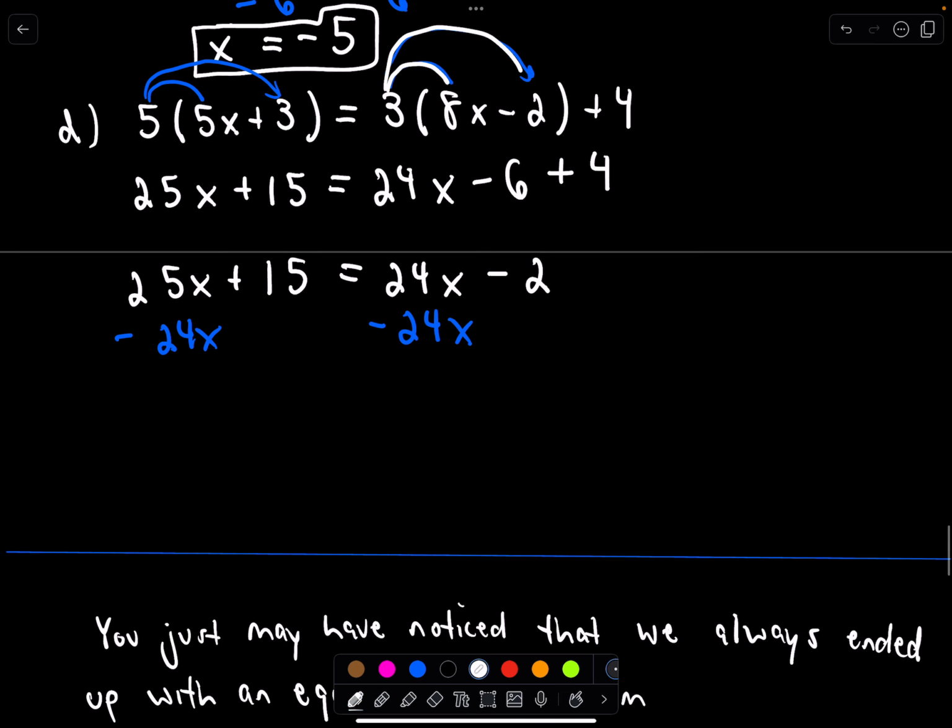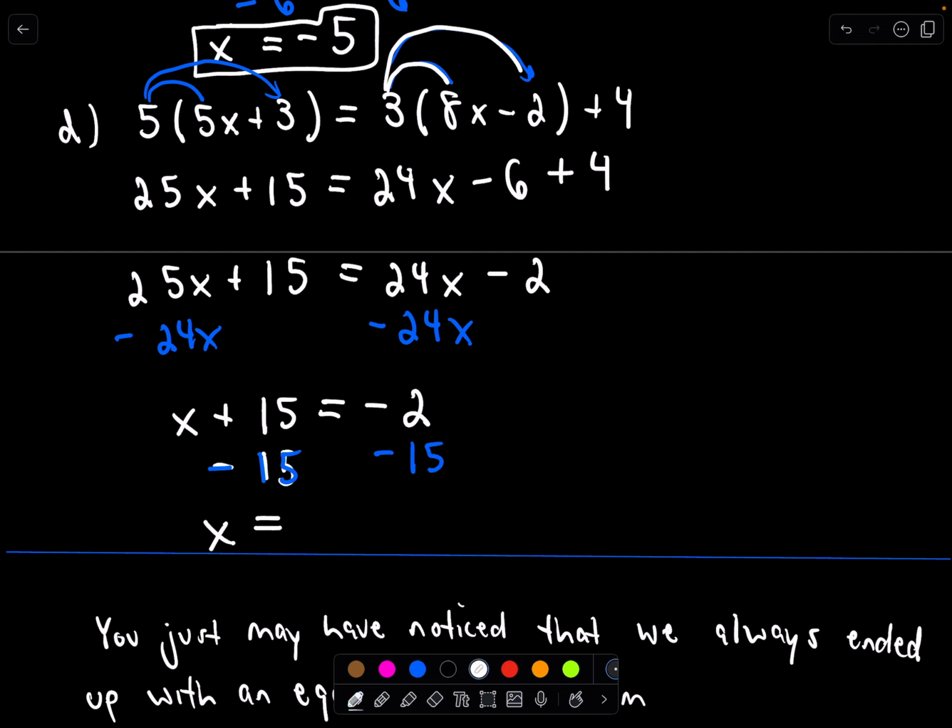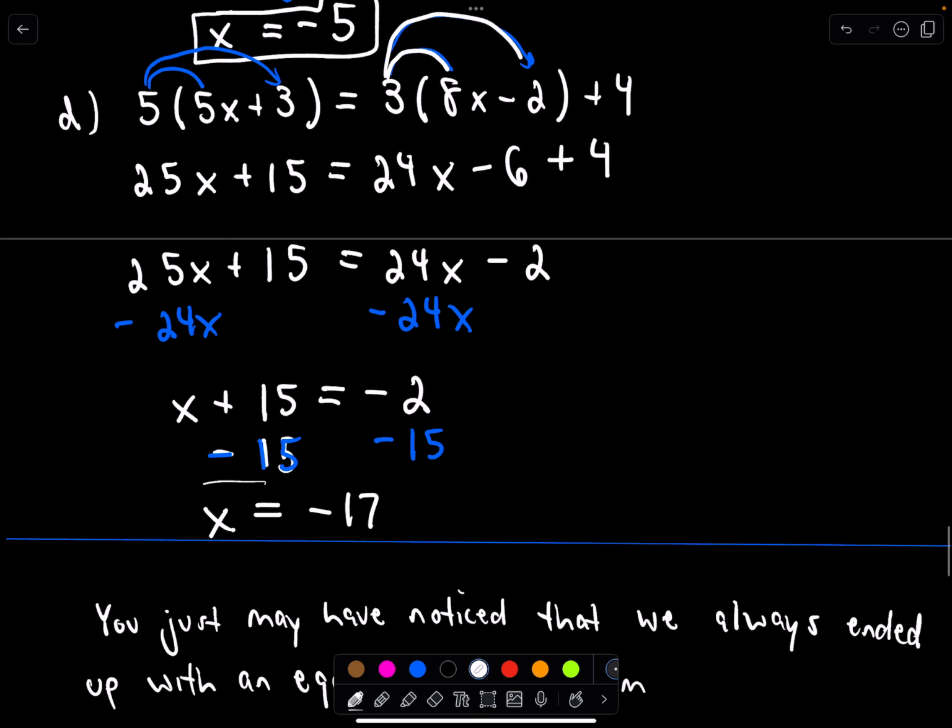Well, 25x minus 24x is just x, plus 15 equals, okay, we're just left with a negative 2 only on the right. And then we'll subtract 15. So minus 15, minus 15. And then we have on the left just x, negative 2 minus 15. Since they're the same sign, they're both negative, we could just pretend they're both positive. That would give me 17, but again, we keep that negative. So negative 2 minus 15 is going to be negative 17 as my solution.